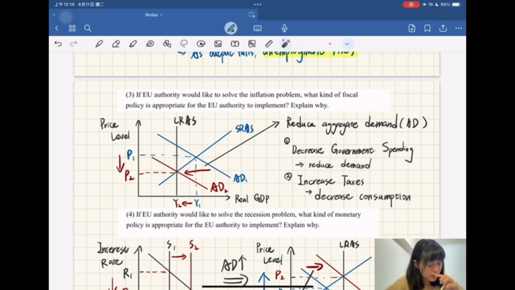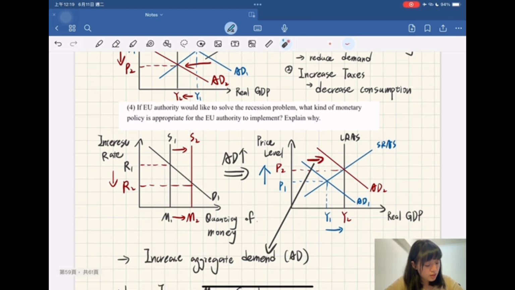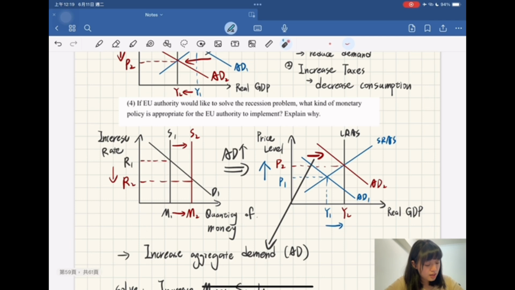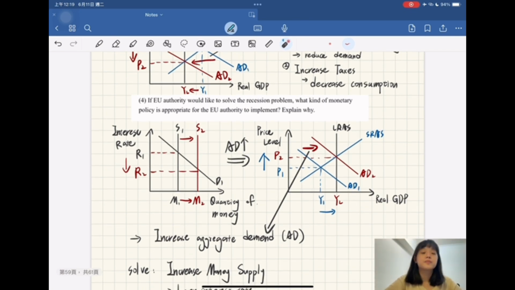So we have to change the aggregate demand. How do we let the aggregate demand curve shift left? The first one, we can decrease the government spending, and it can reduce the demand. And the second, we can increase the taxes, and it can decrease the consumption. So both ways can make the demand curve shift left.